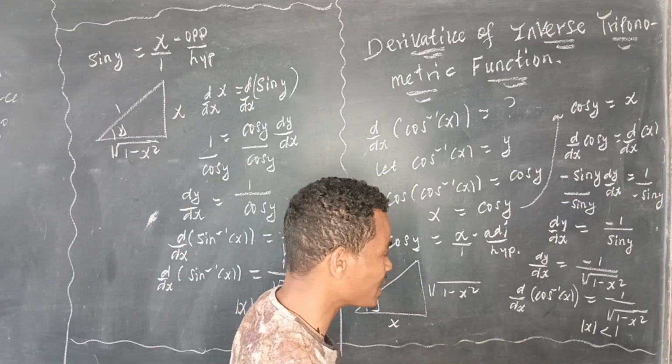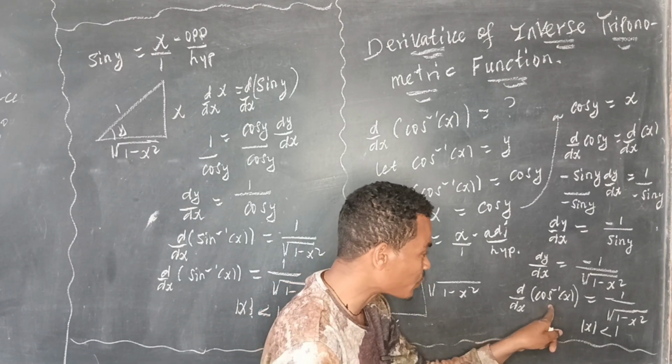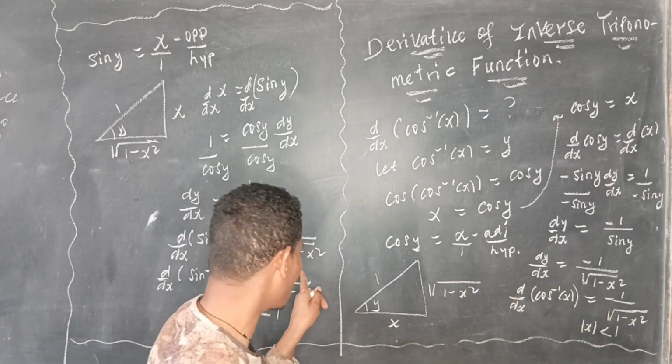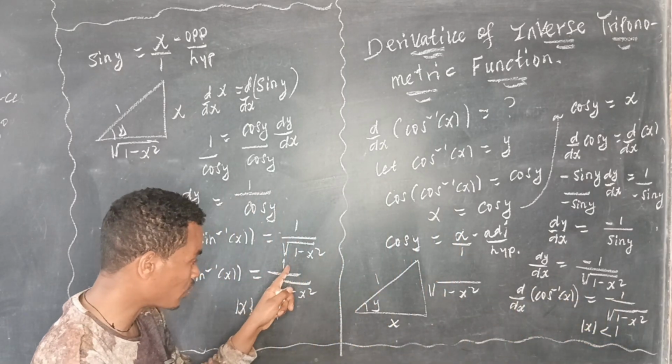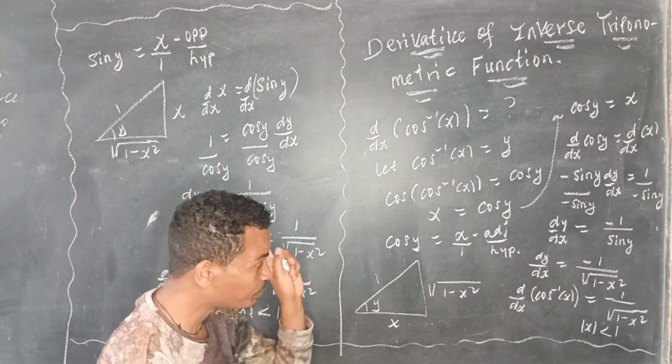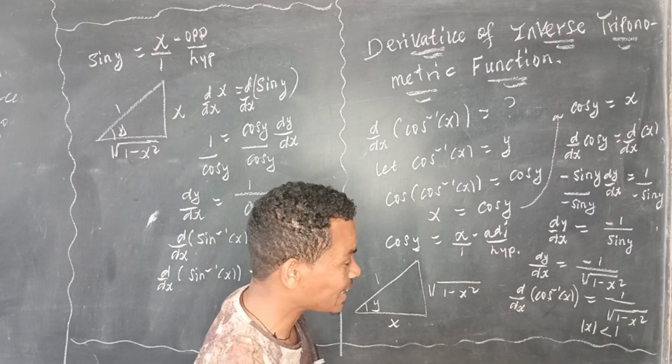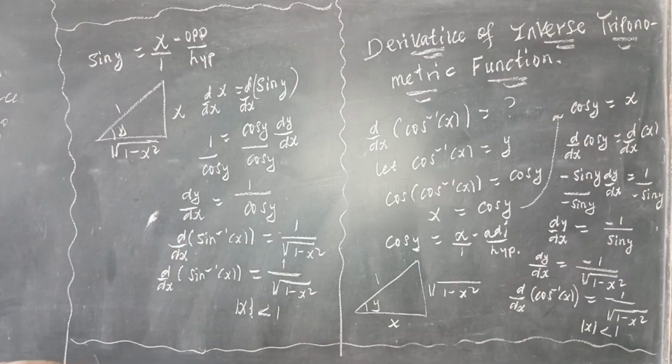What do we conclude from this? The derivatives of cos inverse of x and sin inverse of x differ only by minus 1 and 1. The sin inverse derivative is 1 over radical 1 minus x square, and the derivative of cos inverse of x is minus 1 over radical 1 minus x square.